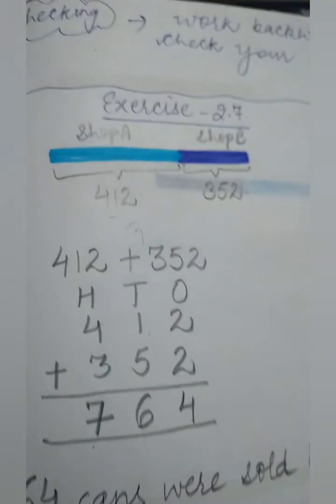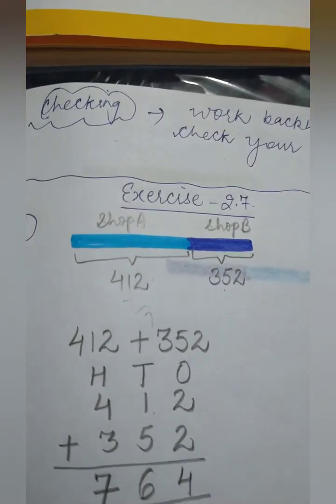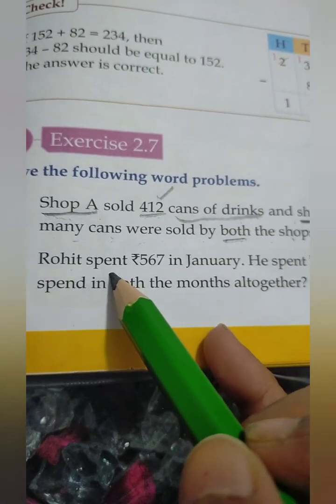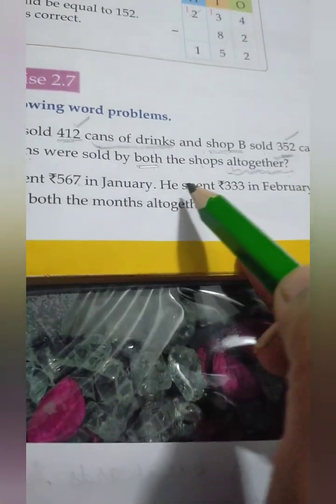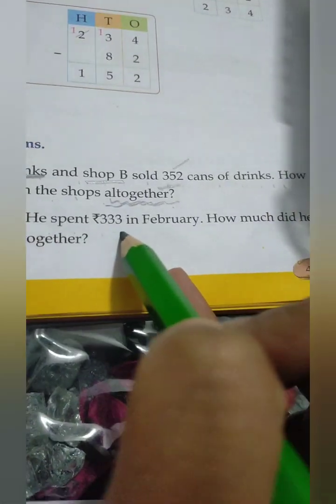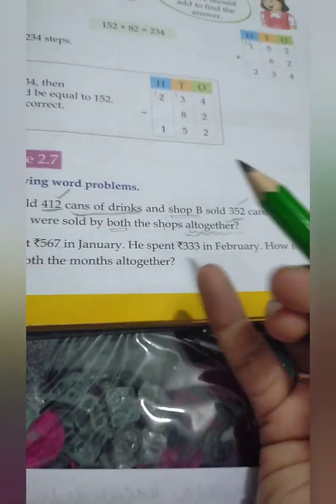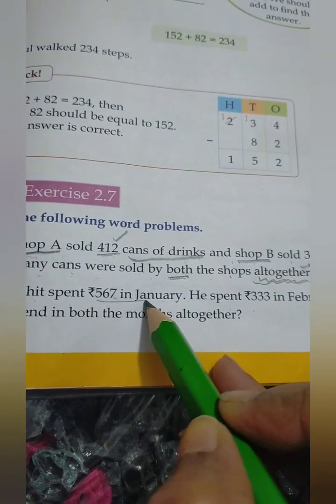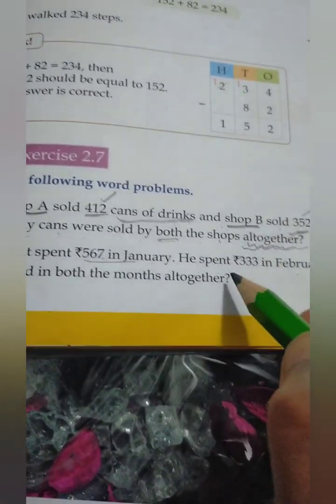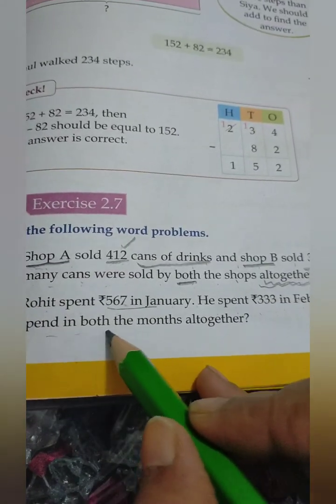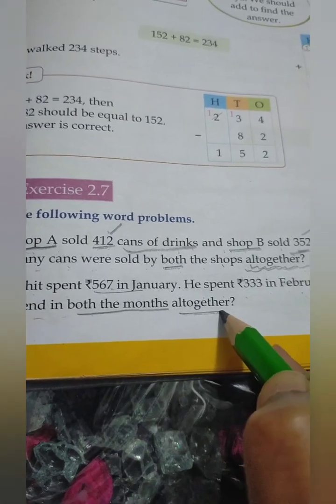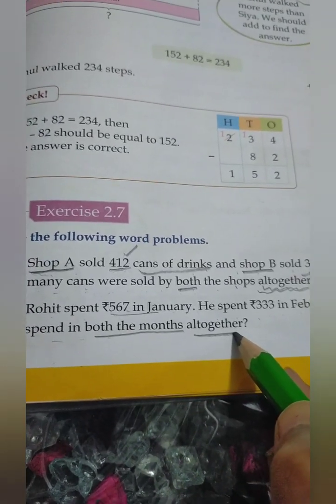Yes, now let's move to sum number 2. What is the statement of sum number 2? Rohit spent rupees 567 in January and he spent rupees 333 in February. Now two parts are given: the money spent in January and the money spent in February. What is asked? How much did he spend in both the months all together?